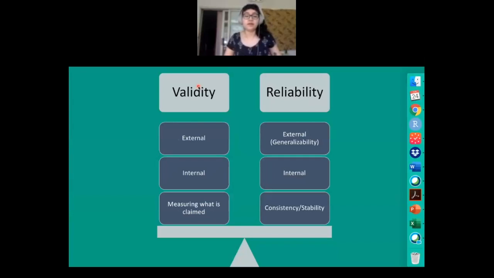And so like I was talking about before, validity and reliability are key to how we talk about studies, how we talk about measurement. So there's how we talk about measurement, and then there's how we talk about studies.